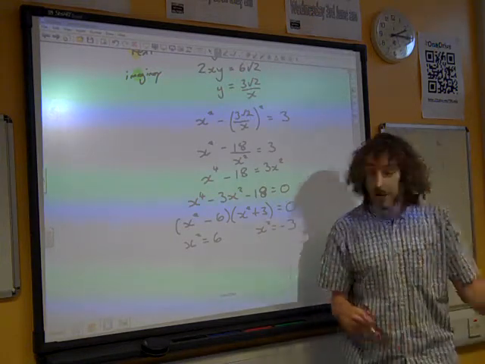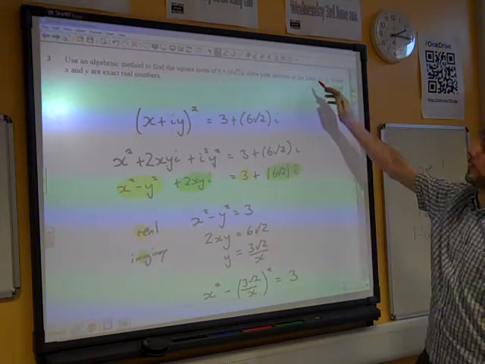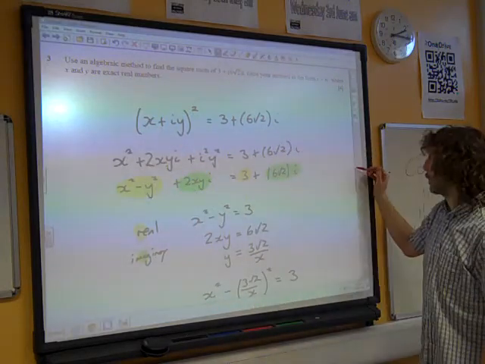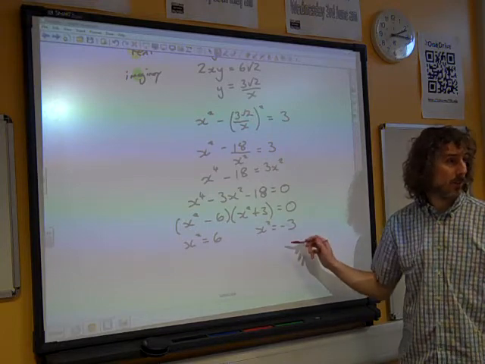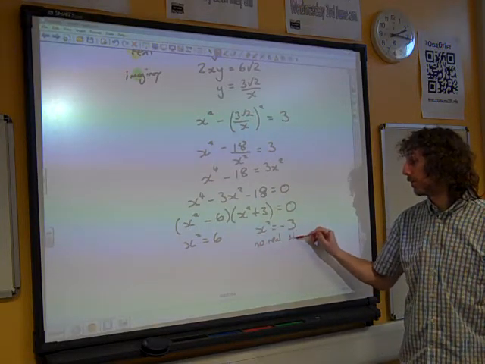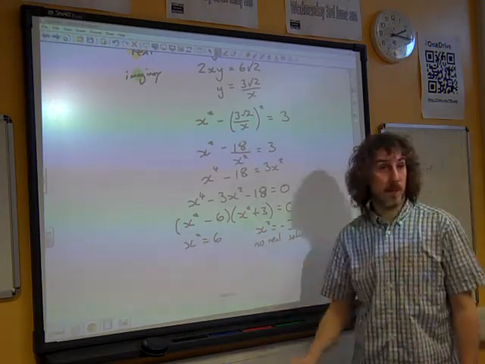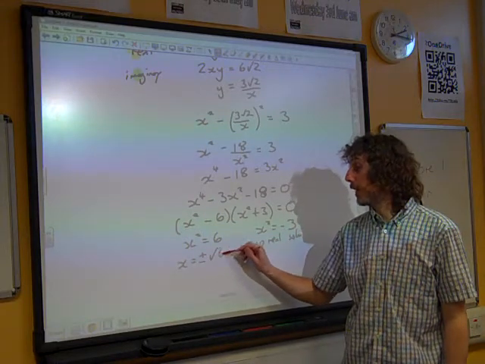Now, the idea here is that x and y are real numbers. So that's an important principle. x and y are both real, so this one gives us no real solutions. So we're left with x squared being 6, so x is plus or minus the square root of 6.